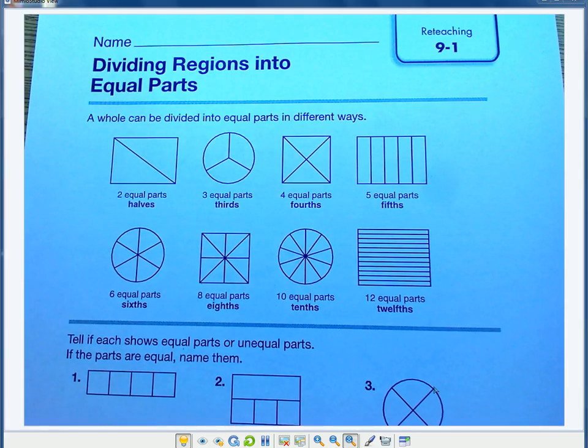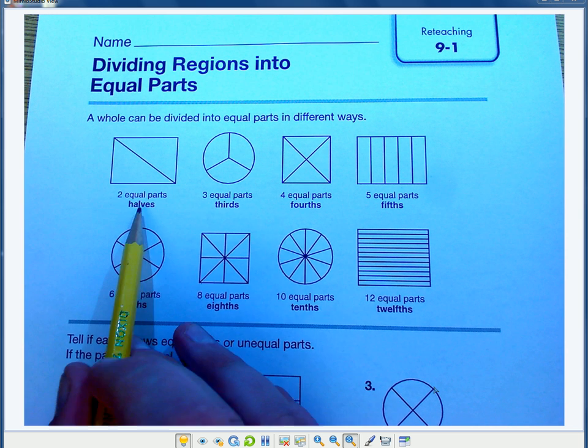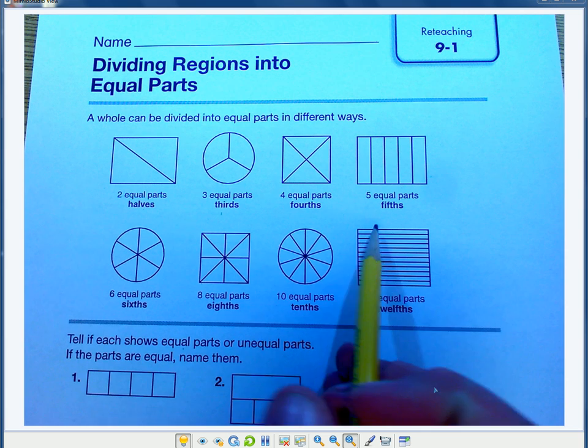This is Mr. Chase starting our Unit 9, which is fractions. So our first lesson in the unit is going to be dividing regions into equal parts, which is kind of a baby step into learning that fraction concept that we're going to be learning about. This says a whole can be divided into equal parts in different ways, and you can see there we're going to start building this terminology of halves, thirds, fourths, fifths, and so on.